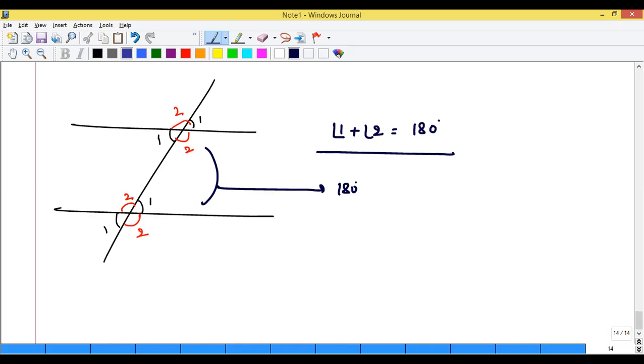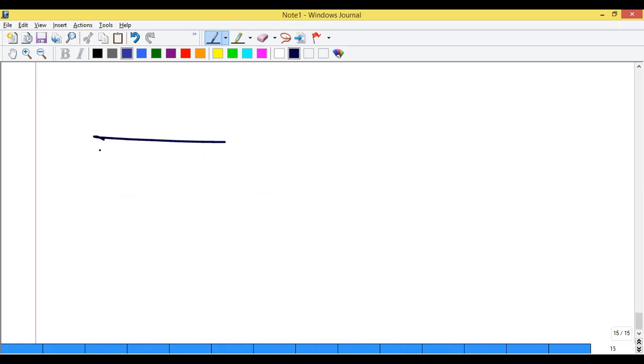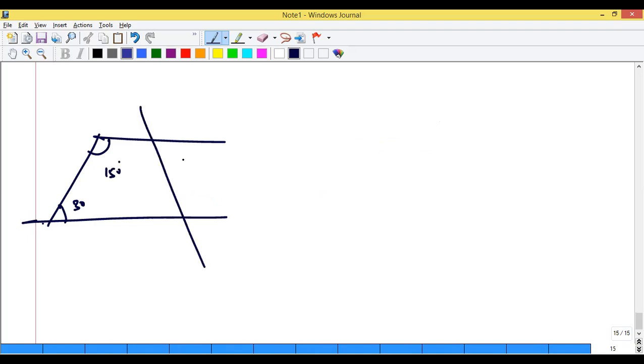Okay. Don't expect in the exam they'll give you 2 parallel lines completely and ask you. They'll not give you everything. Simply, suppose I give you like this. If it is 30, how much do you say this is? It is 150. Understood? If it is 70, then what about this angle? This angle is also 70.